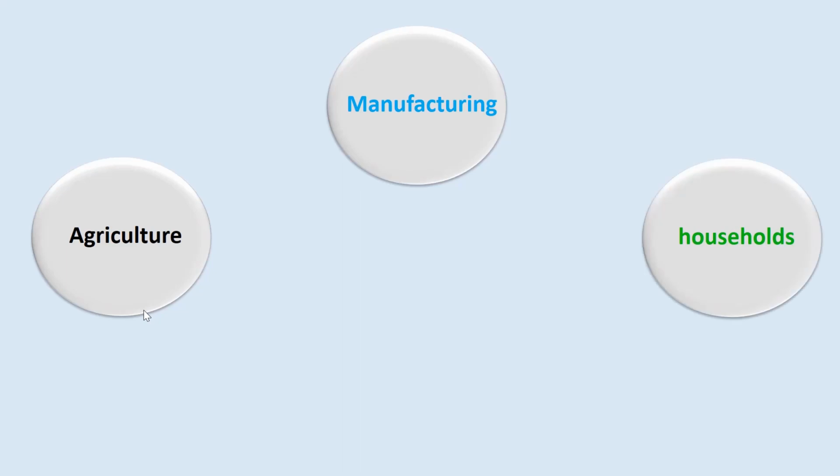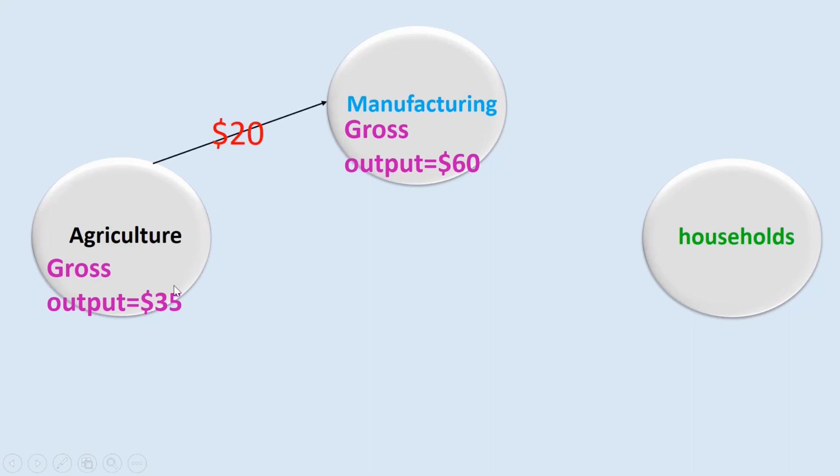In the conceptual framework, we have a hypothetical economy where we have two production sectors, one being the agricultural sector and the other being the manufacturing sector. Apart from the two production sectors, we have households in this economy. Now, the agricultural sector produces $35 of gross output, and the manufacturing sector produces $60 of gross output. Out of the $35 in the agricultural sector, $20 goes to the manufacturing sector as intermediate goods.